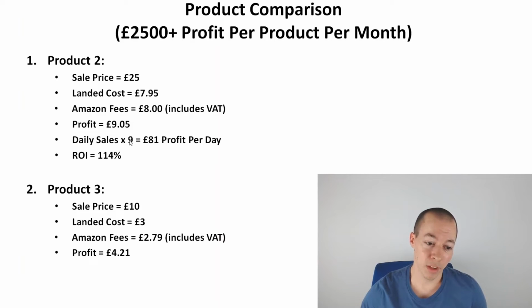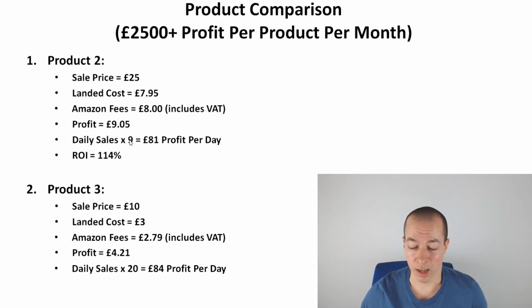Now this product is in a much higher demand niche, so I sell around 20 a day. Having said that, yesterday I sold around 60, but I'm basing this on 20. So if that sold 20 at roughly £4.20, then that's £84 profit per day. So you can see how two very different products in terms of price point, costs and profit margins can give you a very similar return.